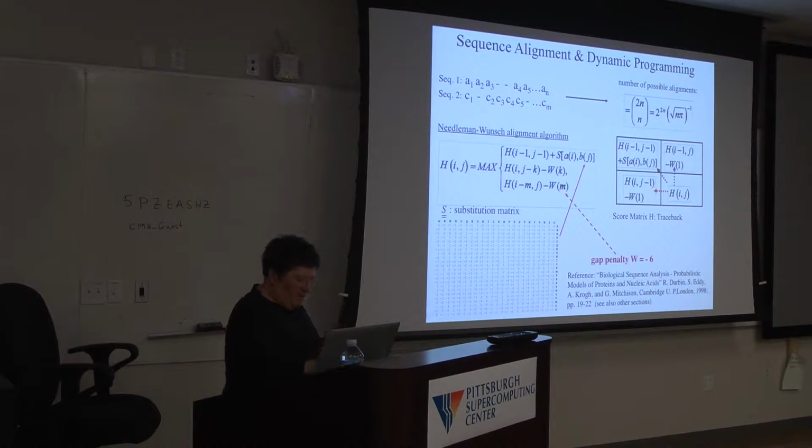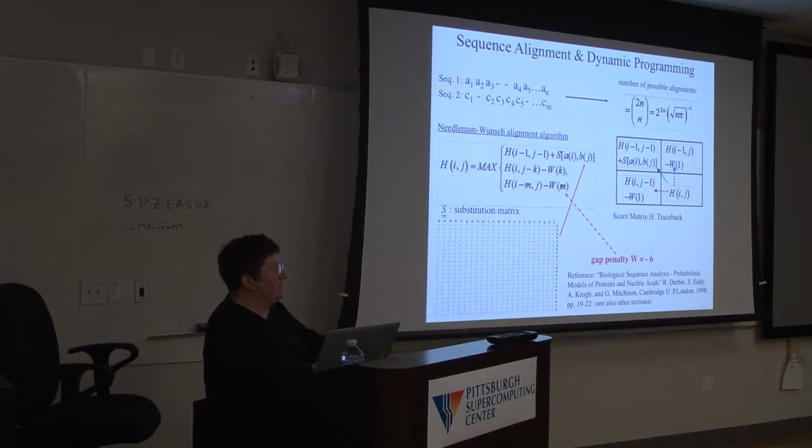Again, there are several versions of this, and it really depends. If you're trying to align things that you know are very distantly related, then you'd want to use one that has been trained on things that have been distantly related, and the scores are representative of that.